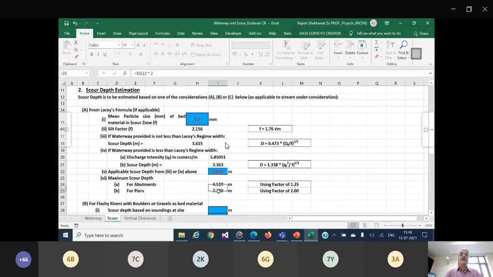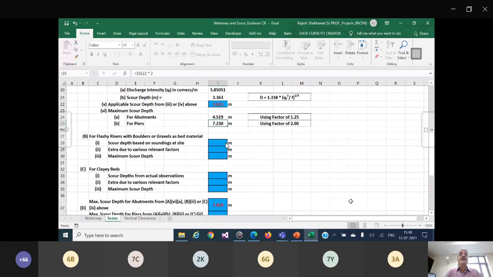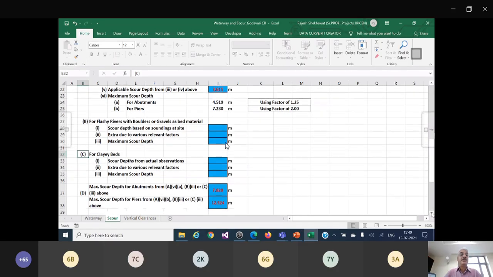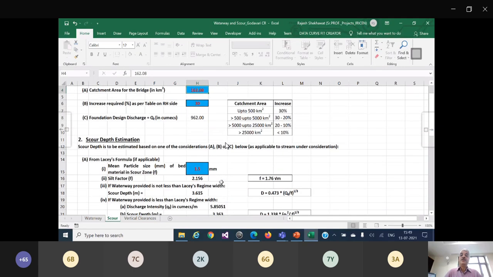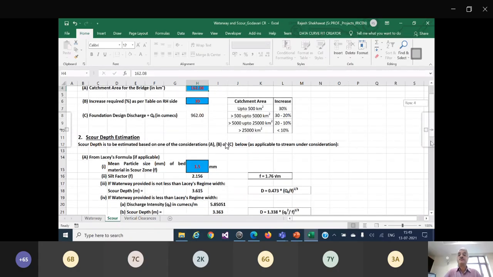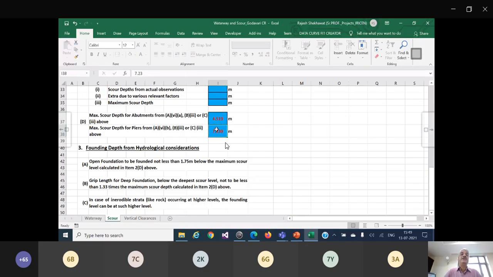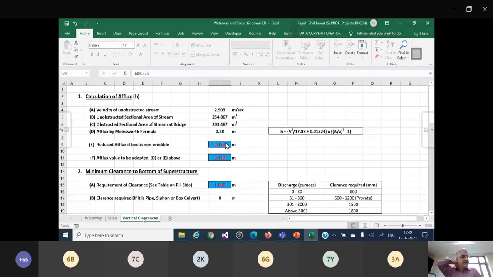3.615 here. With that, it will multiply with all factors, and it will give you for abutment 4.519 and piers 7.23. These are for fleshy rivers, for clay bed and all, if that is the case. And based on all these conditions, finally, in our case, it is coming 4.519 and 7.230. So we have calculated this, and below that, whatever is 1.75 or 1/3, you add that. That will be your founding depth. So all calculations, don't forget any of those requirements. This sheet I have copied. You put your own data and try with this.